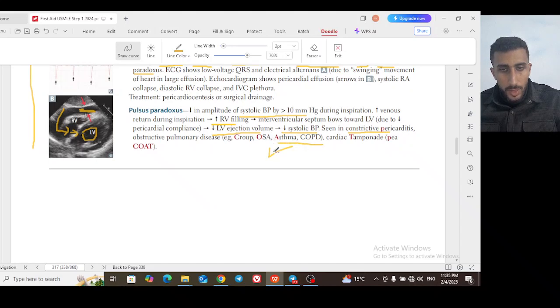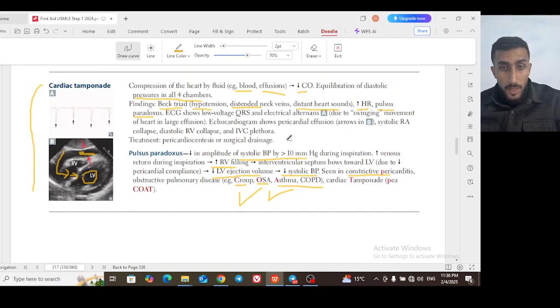Very high yield to know that some other chest conditions may also cause pulsus paradoxus. So croup and obstructive sleep apnea, and they are less frequent than asthma and COPD. They are upper airway problems, unlike asthma and COPD.